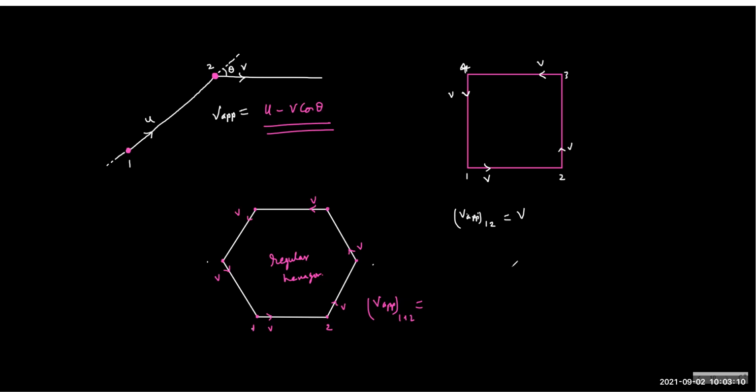Sir, no, it will be 3V by 2. No, well, this is going away, right? This is 60. So definitely the V cos 60 will be going away from the line joining the particles. So the V approach is definitely V minus V cos 60.